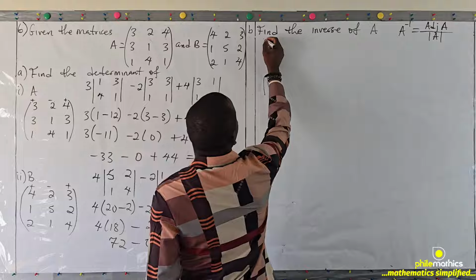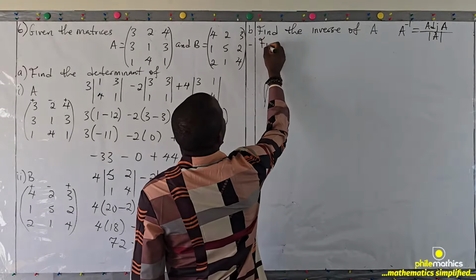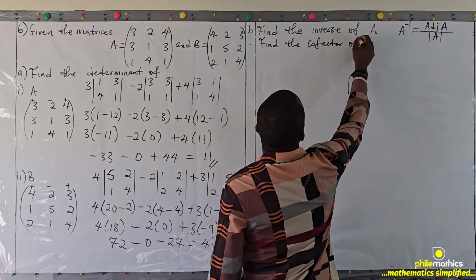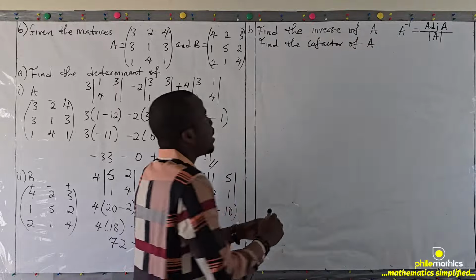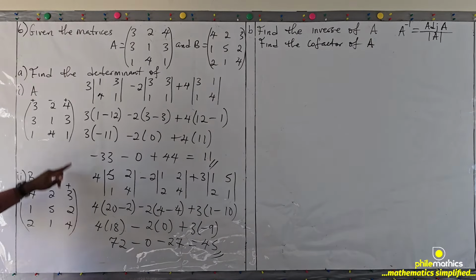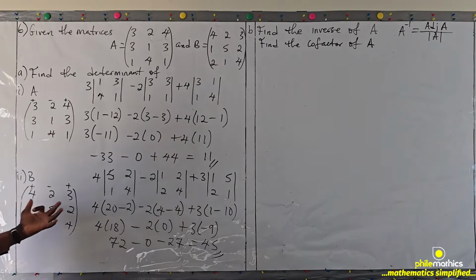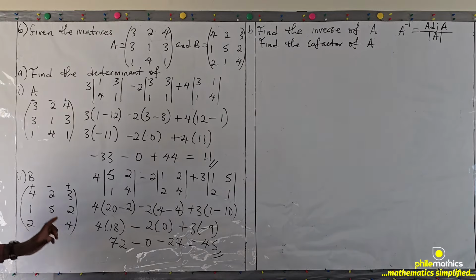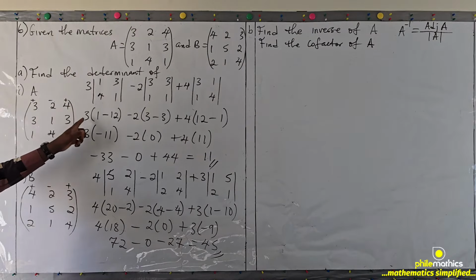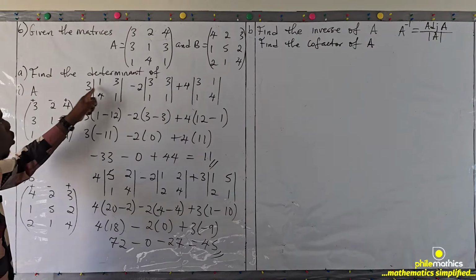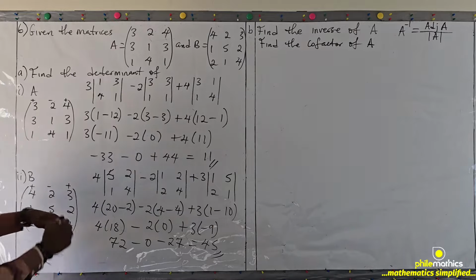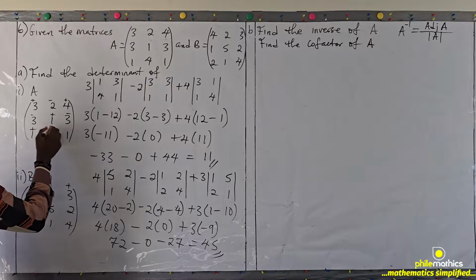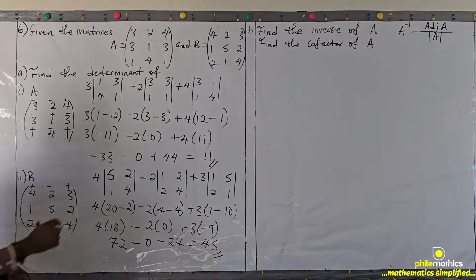So now, first of all, find the cofactor of A. Now, for us to look for the cofactor of A, we'll do it similarly to how we find the determinant of a 3 by 3 matrix. But in this case, we will not add these numbers here, but we will take this round: minus, plus, minus, plus, minus, plus. So it goes round alternating.